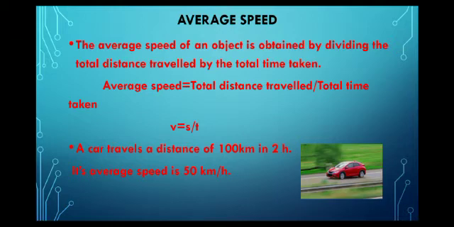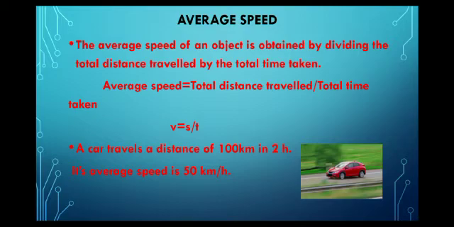Let us understand this by an example. A car travels a distance of 100 km in 2 hours. So, its average speed is 50 km per hour. The car might not have travelled at 50 km per hour all the time. Sometimes it might have travelled faster and sometimes slower. So, average speed is equal to total distance travelled divided by total time taken.